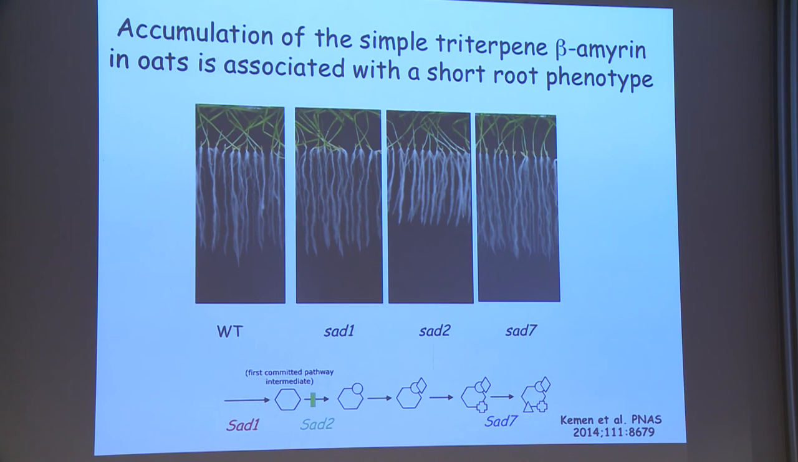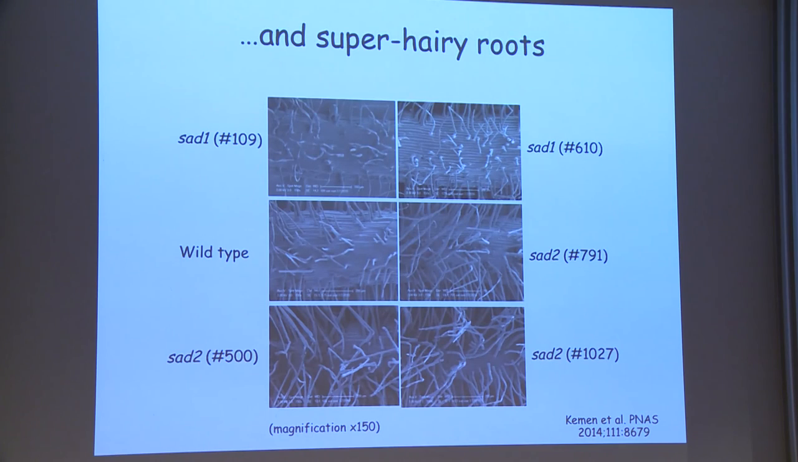There's a very low level of beta-amarin detectable in the wild type and a trace detectable here. But these mutants are accumulating 40-fold more beta-amarin, which, as I said, is a common plant metabolite. And when we look closely at what's going on in these roots, these are the root hairs. This is the wild type. These are mutants blocked in the first step, and the roots look normal. These are our SAD2 mutants, the mutants that are accumulating beta-amarin, and the roots are super hairy.